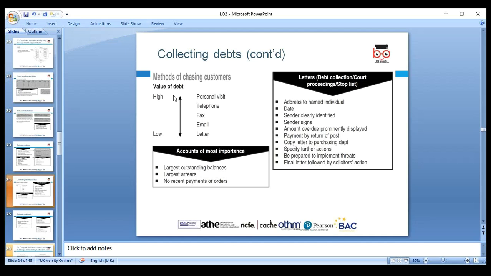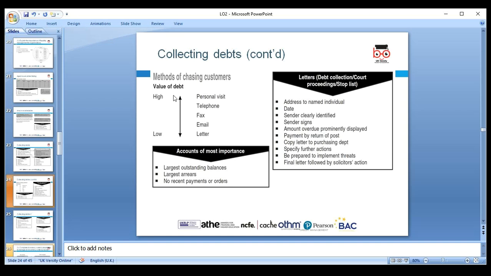Collecting debt. The methods of chasing debt depend on the value of the debt; if it is high, a personal visit is appropriate. This is very high. For example, I was on the way and just felt like a quick chat: how is your business doing? Are you aware that on the 30th your debt is due? We give a general reminder, not really annoying, because you are supposed to protect the goodwill of your company, and keeping a good relationship with the business is very important as well.